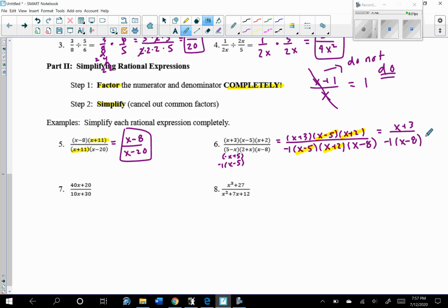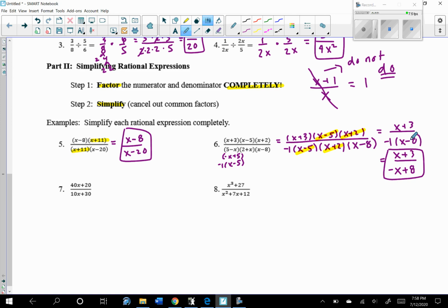So this would be our solution, which of course we could distribute that negative 1. So this would be x plus 3 over negative x plus 8. If you leave the answer like this, I'll accept it. Technically, when you simplify something, you shouldn't have parentheses left in your answer, but for right now, it's okay if you do.